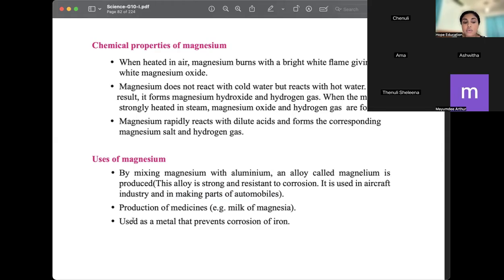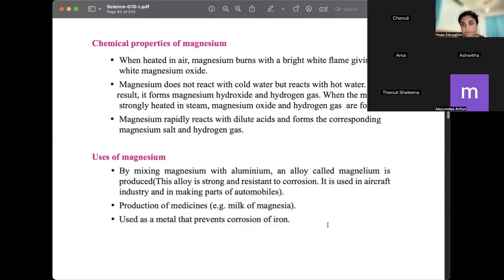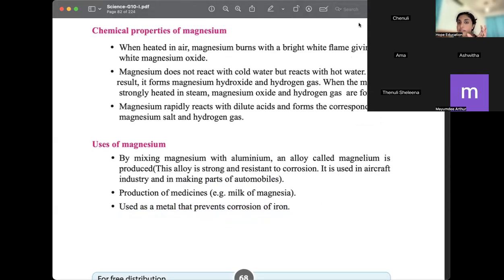Then another use is as a metal that prevents corrosion of iron, right? As we know, iron rusts, it rusts very easily. So if we take an iron nail, it gets corroded really easily. To stop it from rusting, we can apply a layer of magnesium around it, or we can keep a small piece of magnesium near the iron nail. Then the iron nail will not rust. Right? So these are some uses of magnesium.